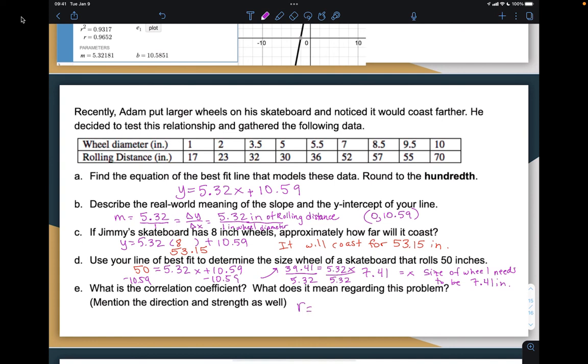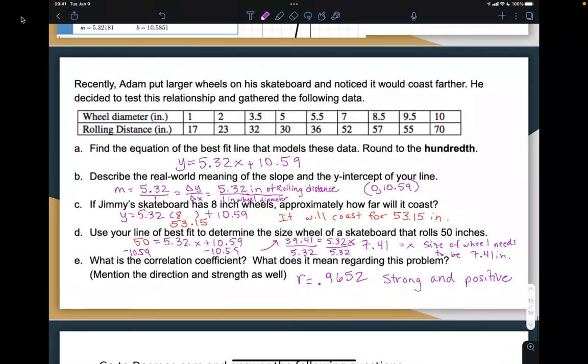So what's our correlation coefficient? Desmos kindly gave us our r value, and our r value was 0.9652. This means that our data is strong and positive. I know that it's strong because it's close to 1, and I know that it has a positive slope because it's a positive number. Sweet.